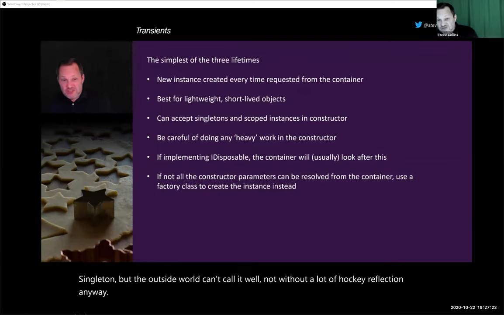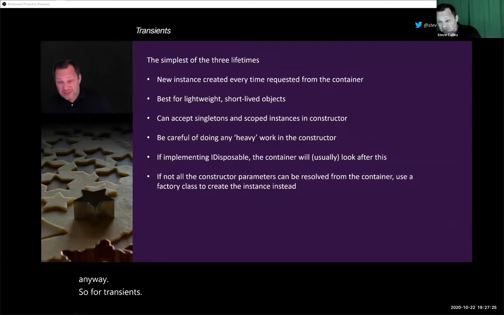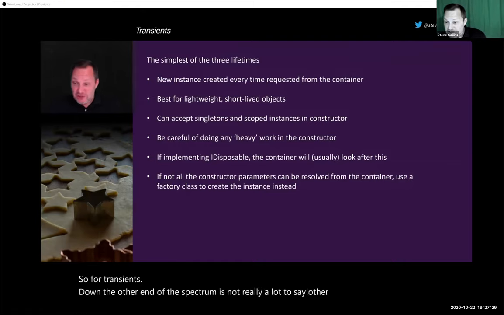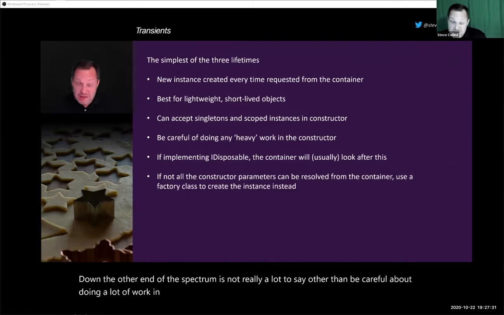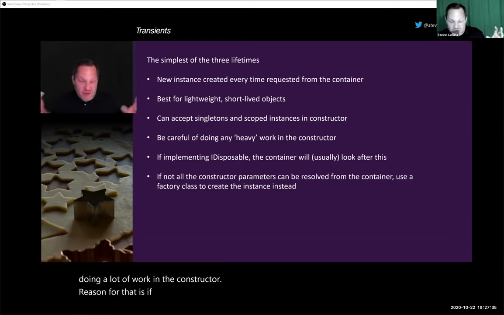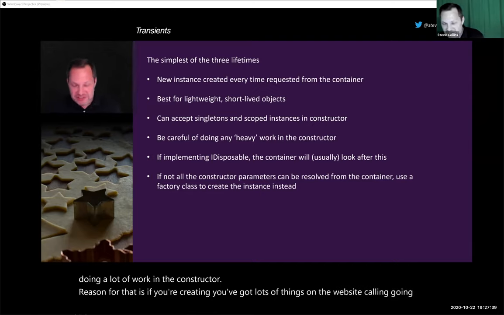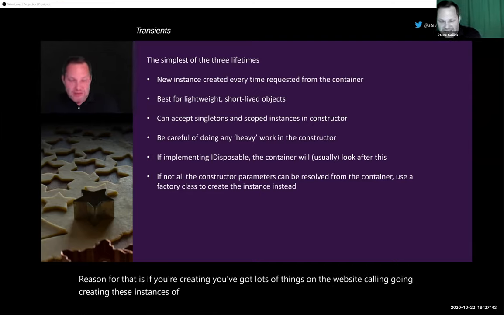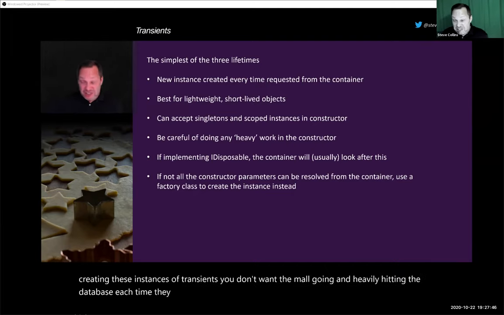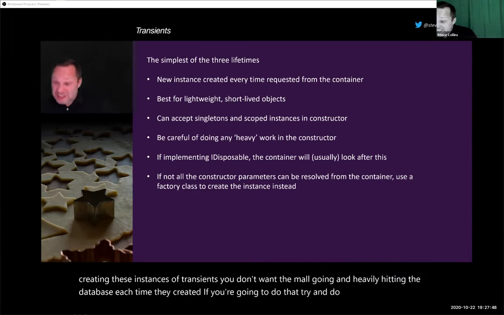So for transients, down the other end of the spectrum, there's not really a lot to say, other than be careful about doing a lot of work in the constructor. The reason for that is if you've got lots of things, say on a website, creating these instances of transients, you don't want them all heavily hitting the database each time they're created. If you're going to do that, try and do something in the singleton and then inject the results into your transient.